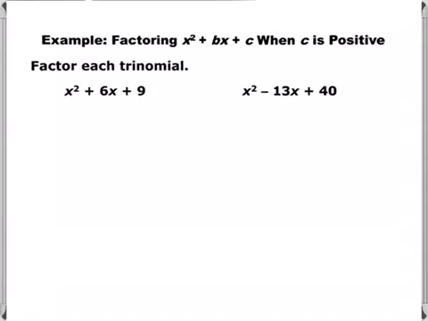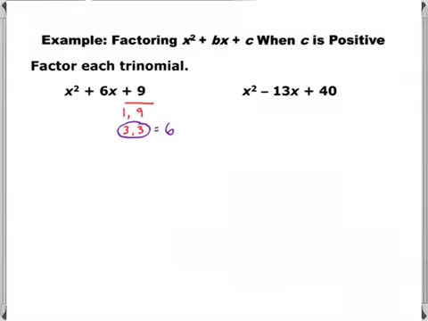So for the first example, we've got x squared plus 6x plus 9. We're looking for the factors of 9 that add up to be 6. If we didn't know how to start this, we could just start by listing out the numbers that multiply together to give you 9. Since 6 is positive, both of our factors need to be positive. So we've got 1 and 9, or 3 and 3. The two factors that multiply together to give you 9 and add together to give you 6 are 3 and 3.